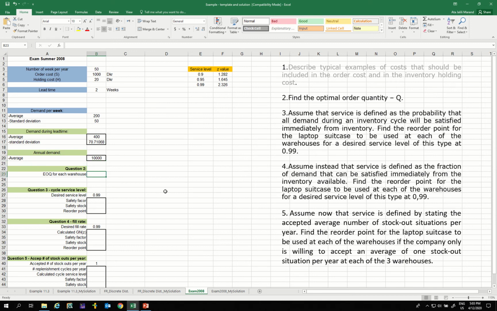In question 2, we need to find the optimal order quantity. We remember the formula, it is the square root of 2 times annual demand times ordering cost divided by the holding cost, which is 1000.